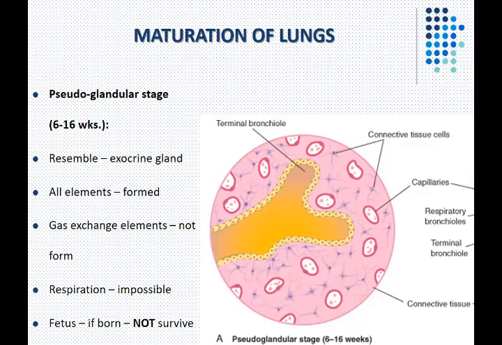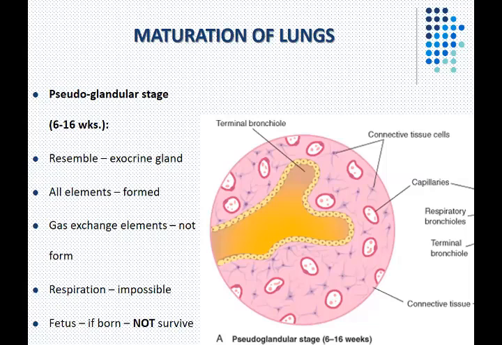The first stage is the pseudoglandular stage. This stage extends from 4th week to 16th week of intrauterine life. Okay. Now, in this stage, the developing lung simply resembles an exocrine gland. That is why it is called the pseudoglandular stage. True gland नहीं, a pseudoglandular stage.